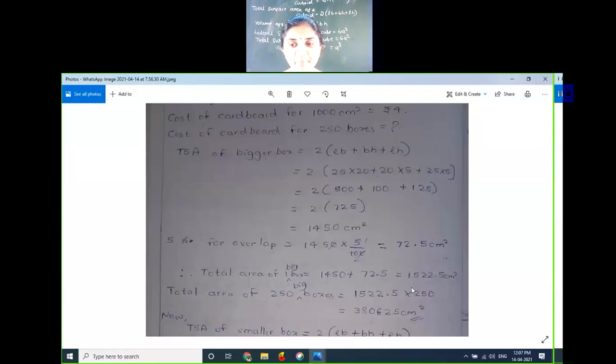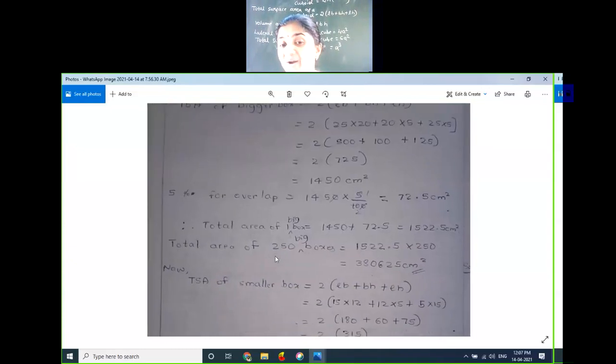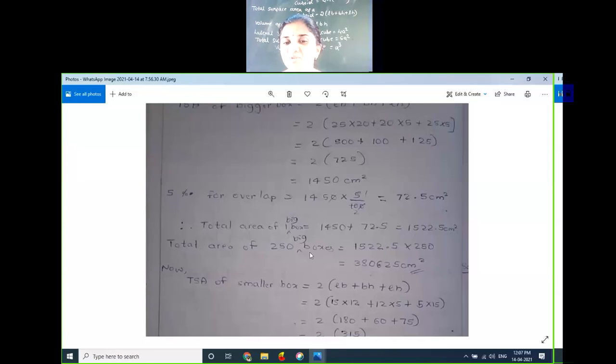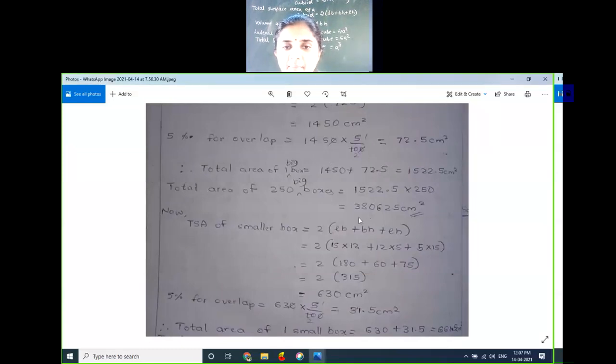Then we have to prepare 250 boxes of this measurement. Then what is the total area of 250 boxes? 250 boxes is equal to 1522.5 into 250, so this much amount. Okay, so everybody got the same answer, no? Total area of the 250 big boxes is equal to 3,80,625 centimeters square. Got the idea of this one now?